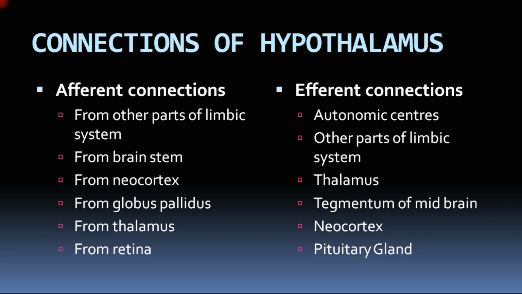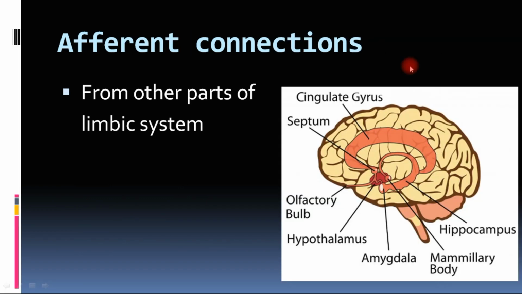So the efferent connections go to the autonomic centers in the brain stem, in the spinal cord itself, and to the other parts of the limbic system. Output goes to the thalamus, the tegmentum of the midbrain, the neocortex and the pituitary gland. So let us have a look in detail at what these connections are. Now coming to the first afferent connection, which is the afferent from the other parts of the limbic system.